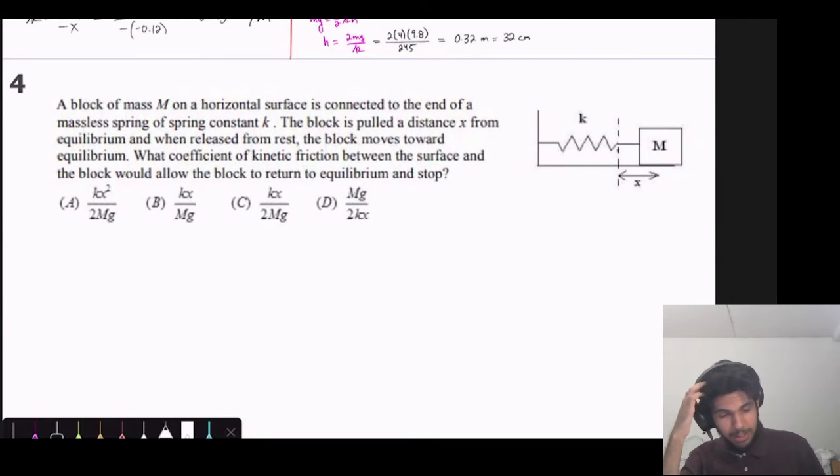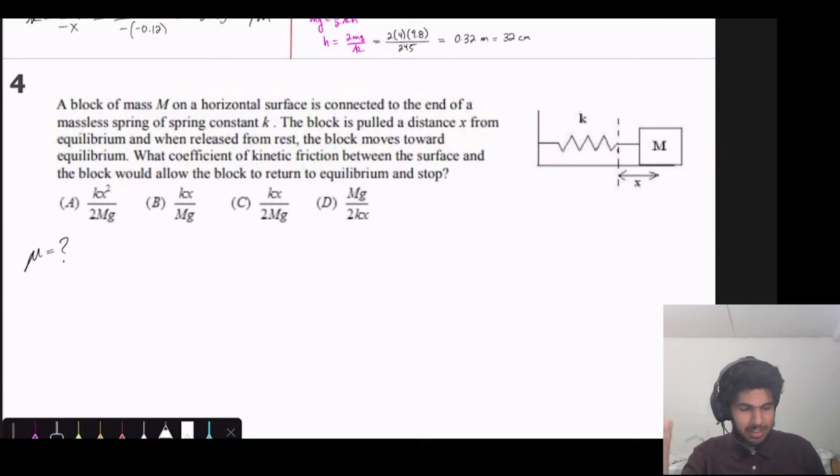We're trying to find the coefficient of friction. So mu is equal to some value which we're going to try to solve for. That's a pretty bad question mark. How do you draw a question mark? There we go. Okay, so we're trying to solve for mu.